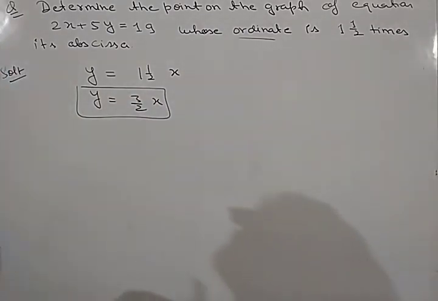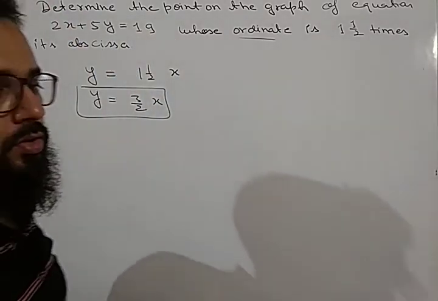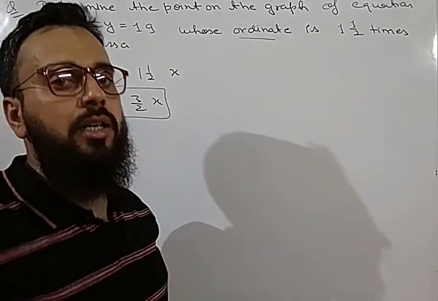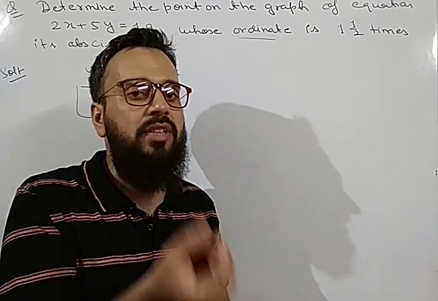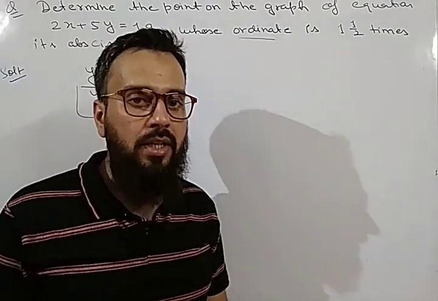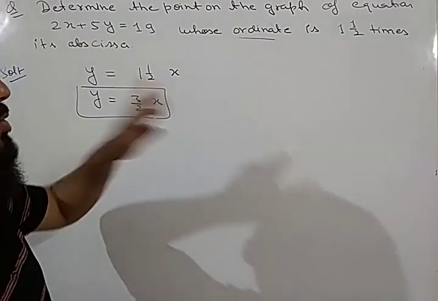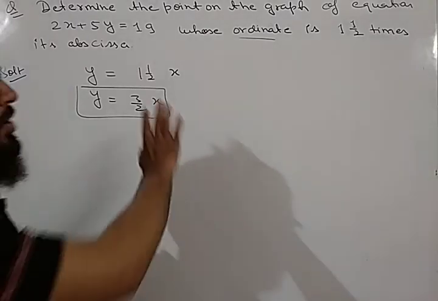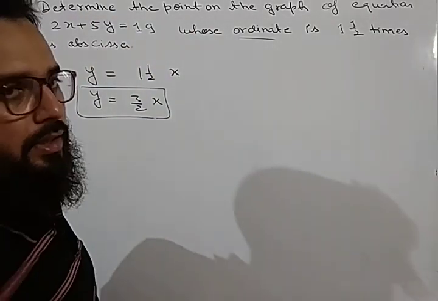Okay. Now we have to find the point on the graph of this equation. It means we have to find the ordered pair, or the value of x and y. What is the meaning of a point in the Cartesian system? It is an ordered pair. So we have to find an ordered pair whose ordinate is 3 by 2 times its abscissa, for this particular line. So we need not draw the graph of this line. We will solve it mathematically.